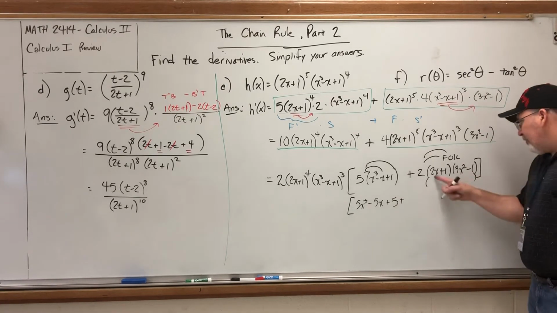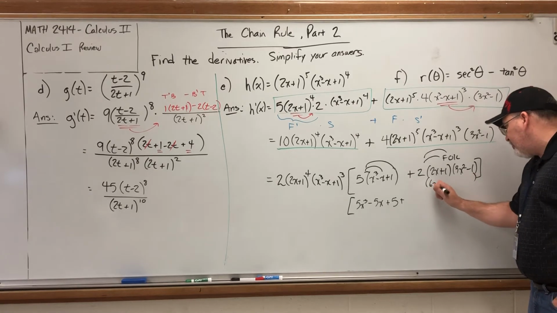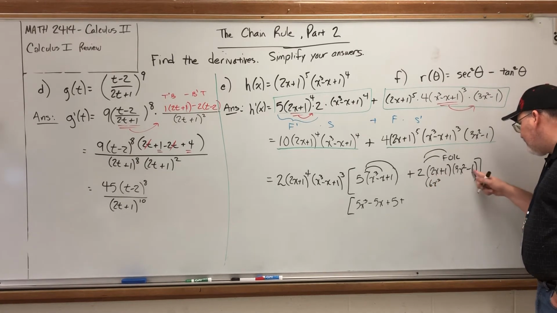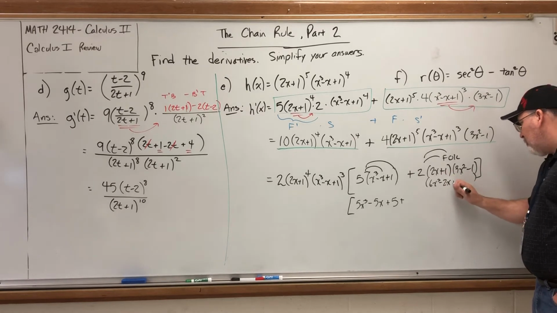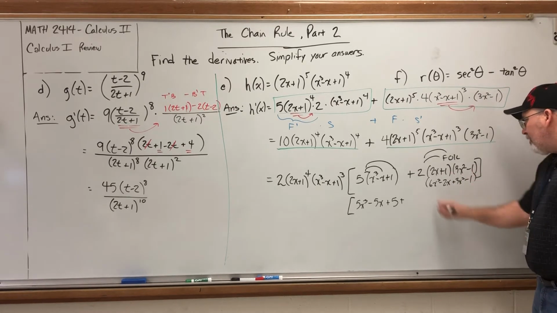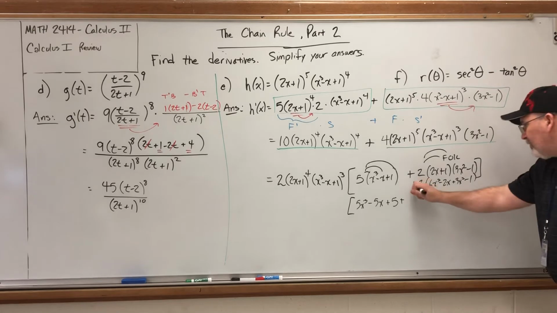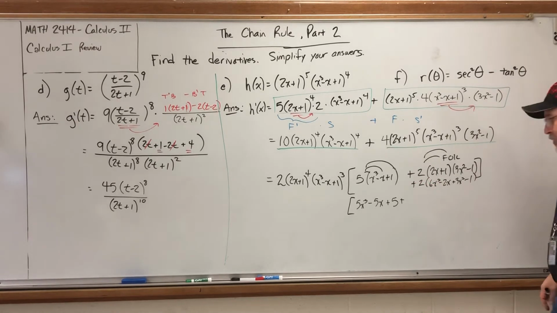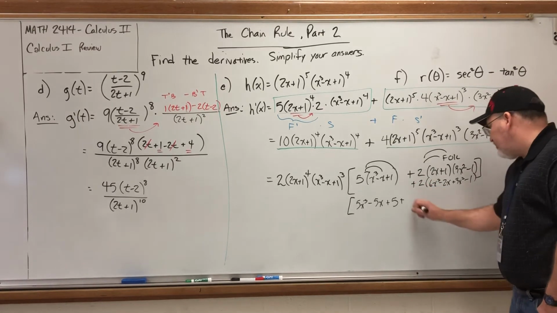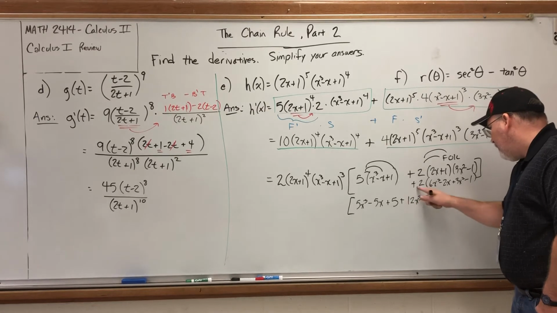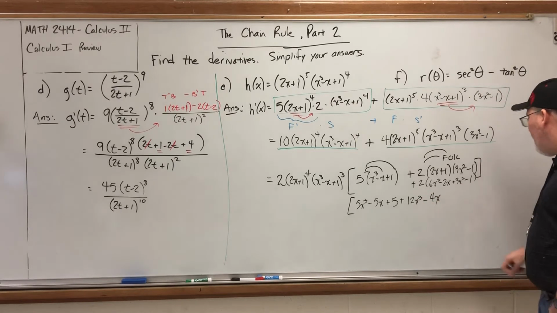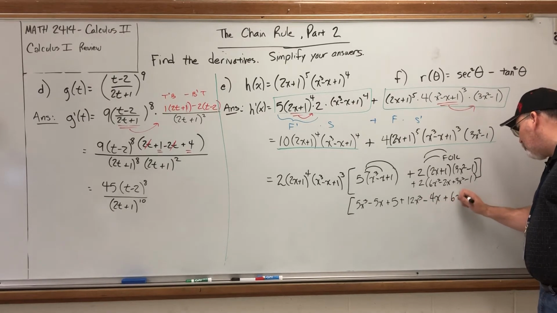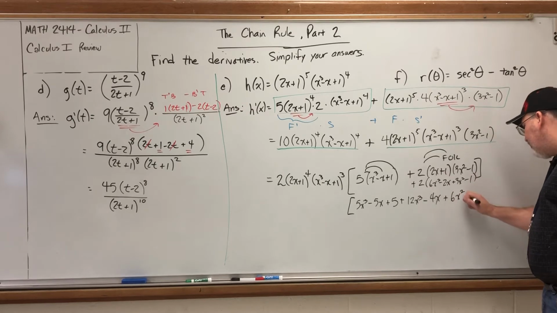The first part of FOIL is 2x times 3x squared, which is 6x cubed. The outside part is 2x times negative 1, which is negative 2x. The inside is positive 1 times 3x squared, which is positive 3x squared. And then the last part is positive 1 times negative 1, but that has a 2 in front of it, and more specifically a positive 2. And so if we distribute that, positive 2 times 6x cubed is positive 12x cubed. Positive 2 times negative 2x is negative 4x. Positive 2 times positive 3x squared is positive 6x squared. Positive 2 times negative 1 is negative 2.